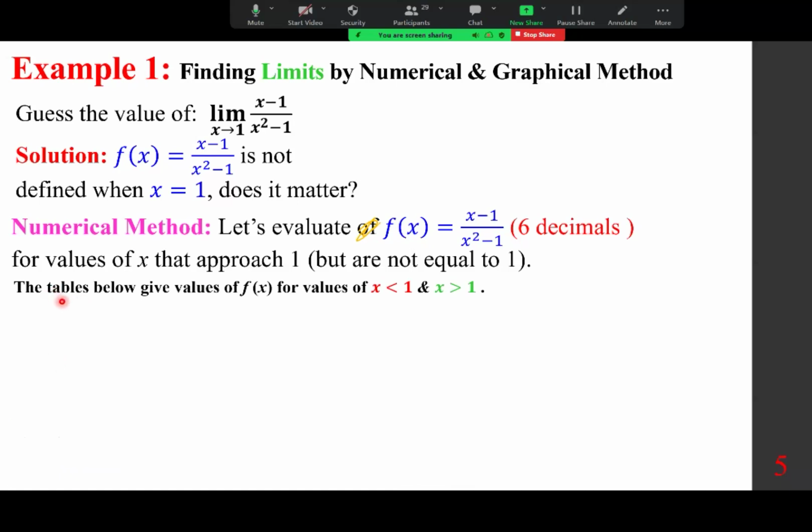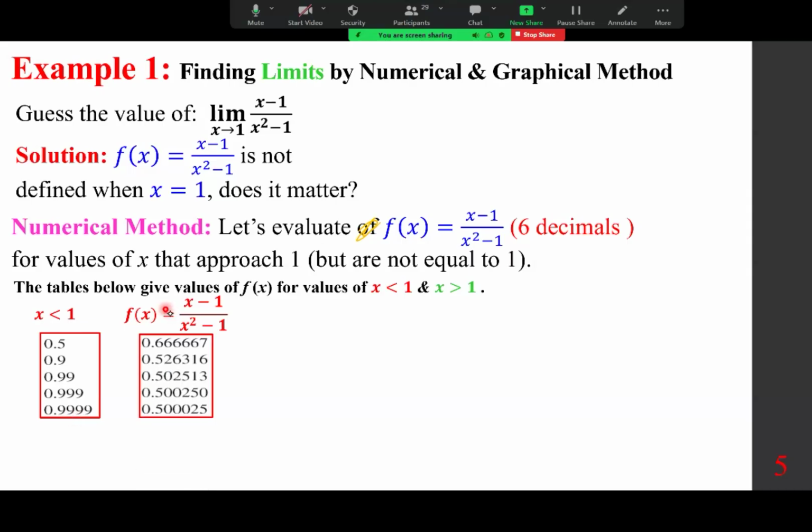Well, we are going to make up tables. The tables below give values of f of x for values of x less than 1 and x larger than 1. Okay, so x less than 1: 0.5, 0.9, 0.99, and so forth. Please understand, even 0.9 is way too far. So the more nines you add after the decimal, the closer you are. And so plugging in gives you this table.